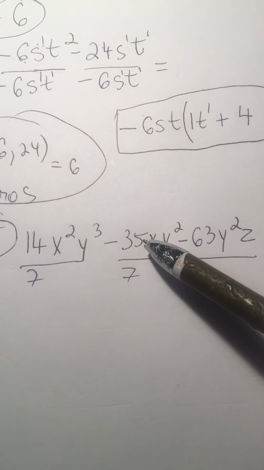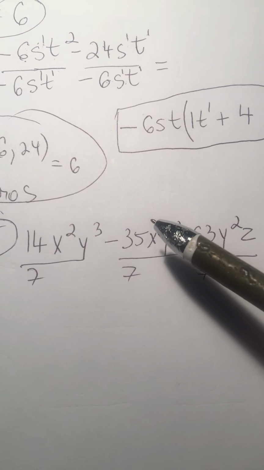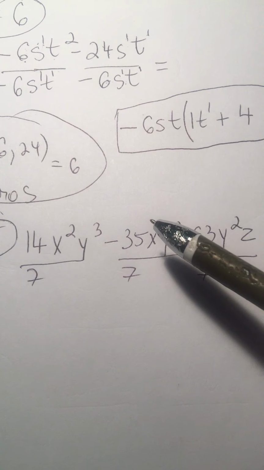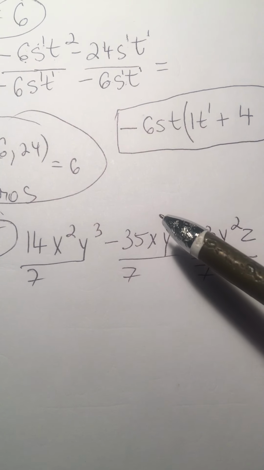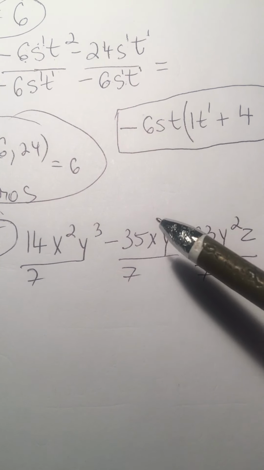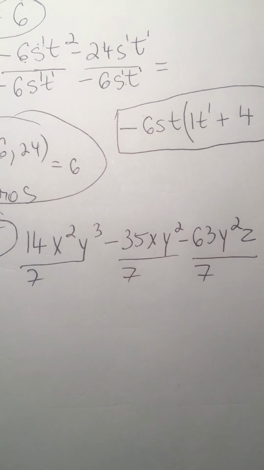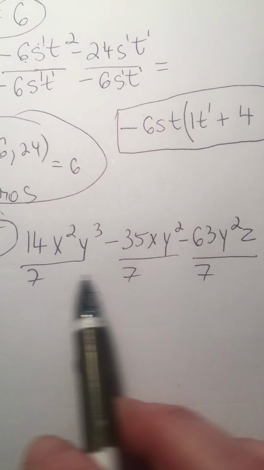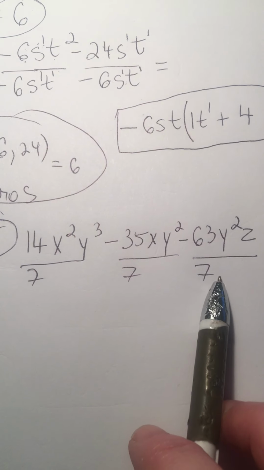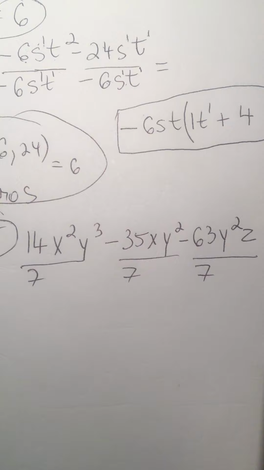35 divided by 7 is going to give us 5. And the last one, 63 divided by 7 is going to give us 9. Okay, they all work. No decimals. Good. All right. So next thing we got to do is, if you need to put it in decimals, you can.